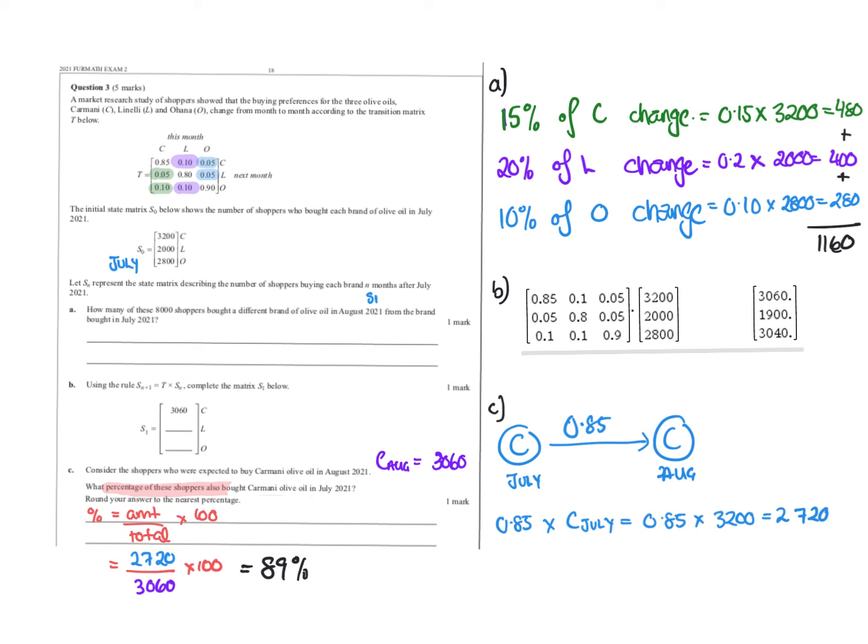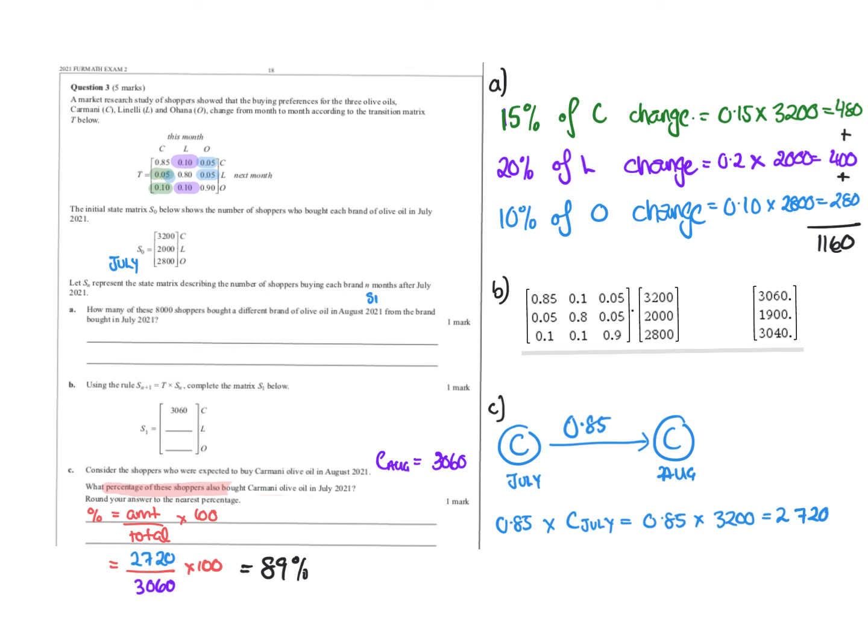So how many of the 8,000 shoppers bought a different brand of olive oil in August? So August would be state 1 because July was S0. So if you change brands, you can see up here I've highlighted. If you were C to begin with, it's going to be all the 2 options where you don't go back to yourself.